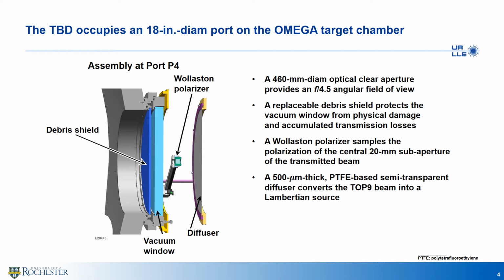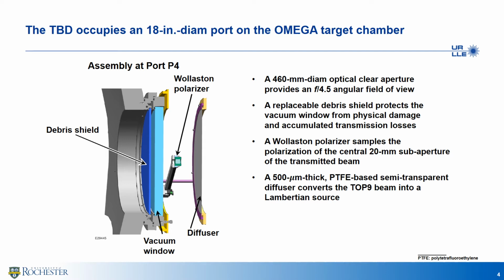A Wollaston prism sits in front of the diffuser and provides a polarization measurement of a 20 mm subaperture of the transmitted beam. The Wollaston splits the subaperture into two beams with a 15-degree angle of separation. The beam footprints have enough space to fully separate before hitting the diffuser. By comparing the relative intensities of these two beams on a point-by-point basis, the polarization state of the 20 mm subaperture can be spatially resolved.